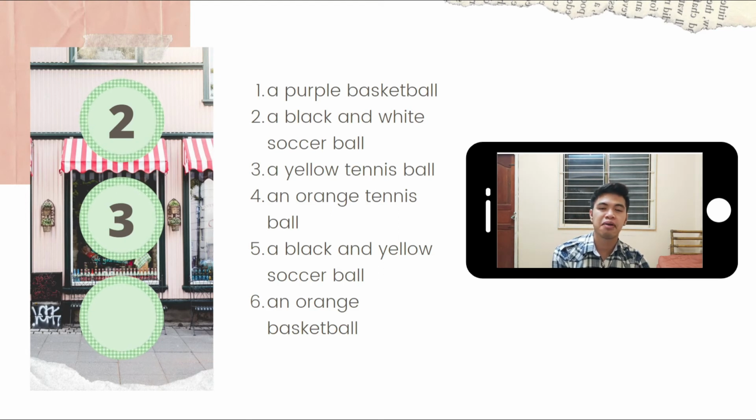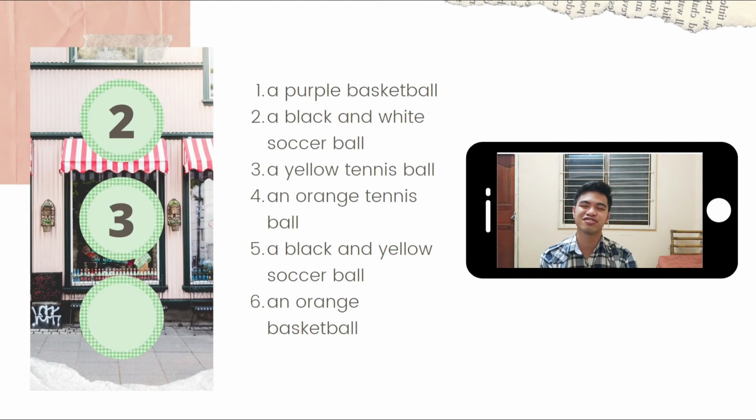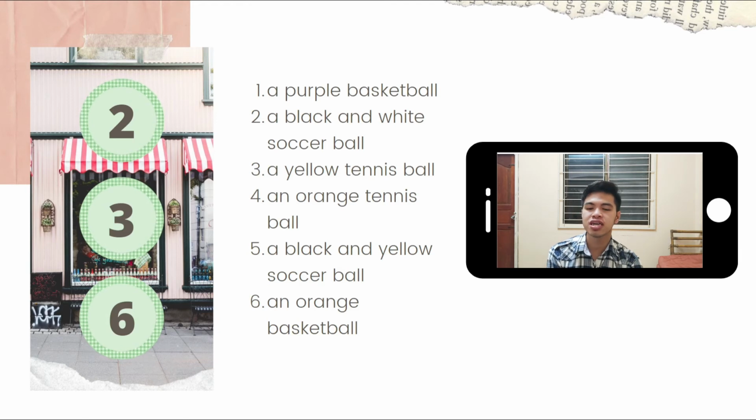An orange basketball. Is there an orange basketball? Of course. So we're going to write number 6 in the circle. So here we have 2, 3, 6, which are a black and white soccer ball, a yellow tennis ball, and an orange basketball. Okay? Alright, so that's it for that activity.